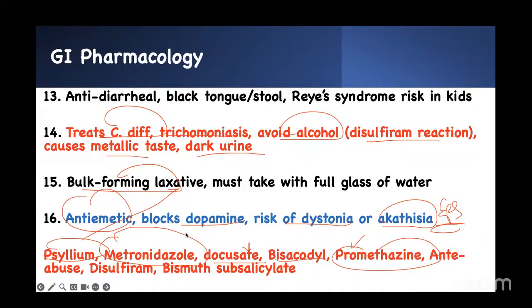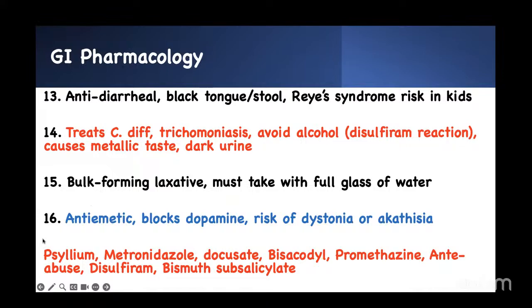So if the NCLEX gives you a question on metronidazole, know that it's used for C. diff, it's used for trichomoniasis. You should avoid alcohol. It causes a metallic taste, and your urine is going to turn dark. That is the way to answer this question.